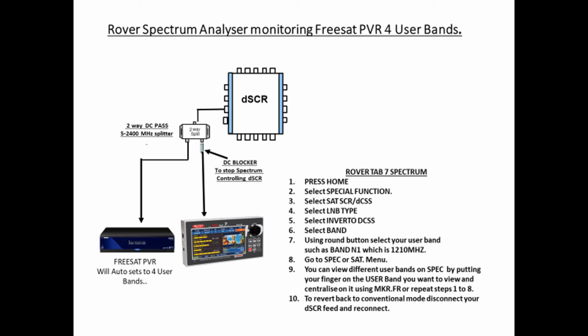And then you can view the different user bands, and again you can put your finger on the user band in the spectrum mode that you want to view, centralize on it, especially if you've got big fingers like me, that move it over the marker by using the marker FR button and rotating the big knob. And once again, once you've finished, revert back to conventional mode by disconnecting the DSCR.